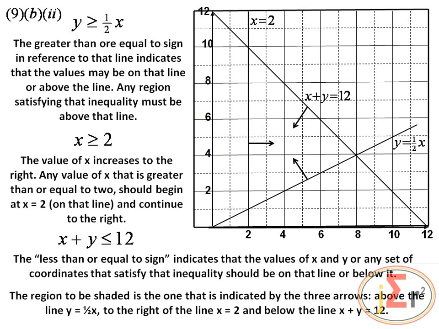At the same time, it should be to the right of the line x is equal to 2. And also below the line x plus y is equal to 12. So above this line, to the right of this line, and below this line. Right there. That is our region of interest.